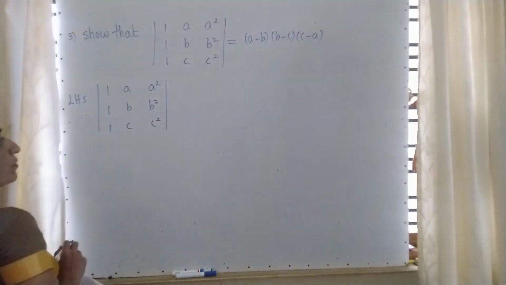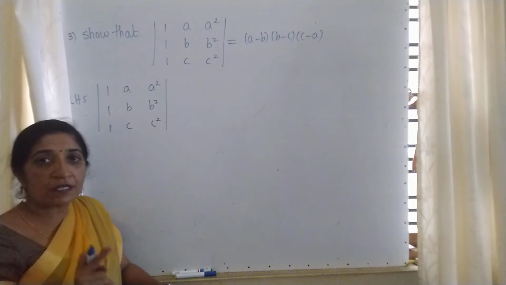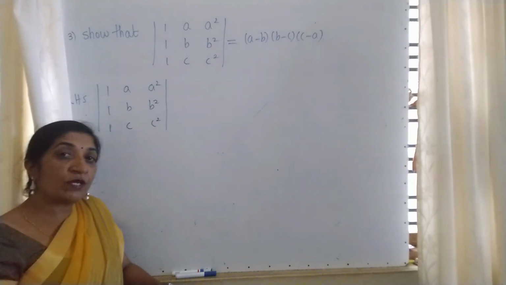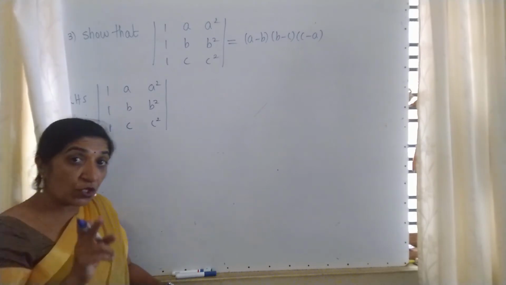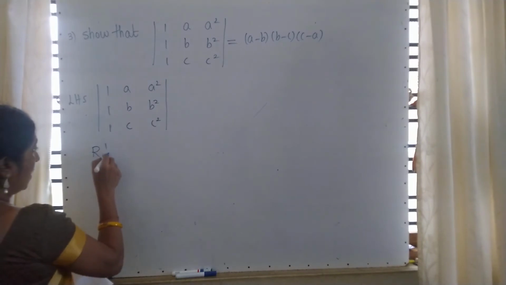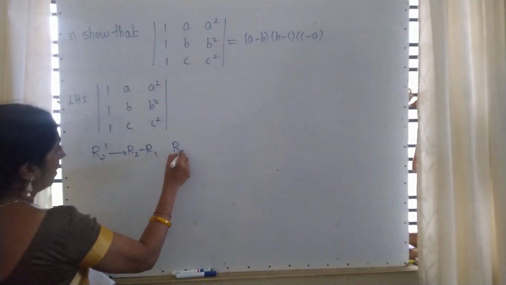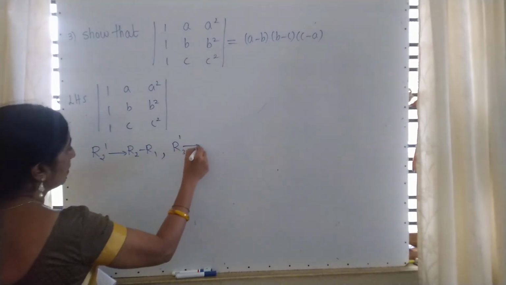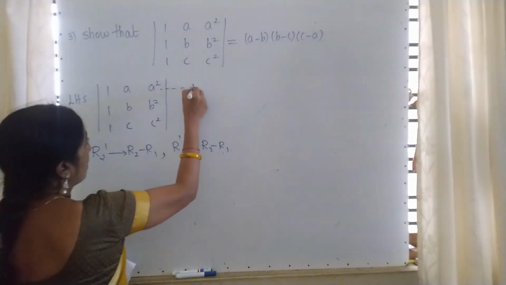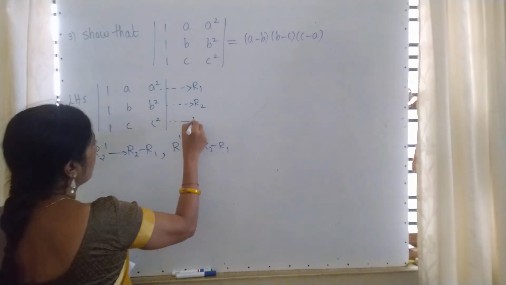Now what are you observing? We are observing that in the first column all the elements are equal to 1. If all the elements in the first column are equal to 1, what is the operation? In the note you wrote that. See, the operation is R2 dash is R2 minus R1 and R3 dash is R3 minus R1. Remember, this is R1, this is R2, this is R3.